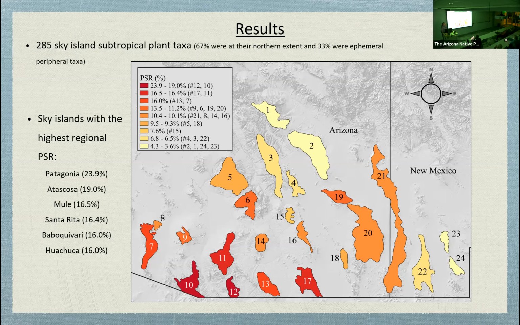What's interesting is all six of these ranges are in a dense cluster on the southwest corner, close to the international border. Nothing is surprising about this, or really most of our results. It's what you would expect, but it's interesting to look at. The Atascosas were the second highest with 19%. The Mule Mountains was interesting, significantly to the east, with 16.5% proportion of subtropical richness, followed closely by the Santa Ritas at 16.4, and then the Peloncillos and the Huachuca Mountains at 16%.